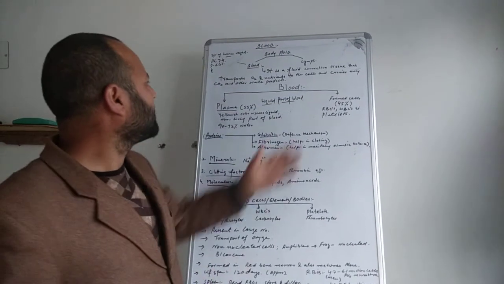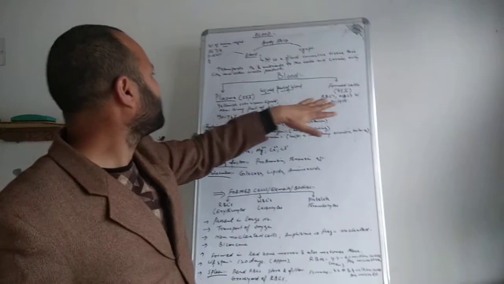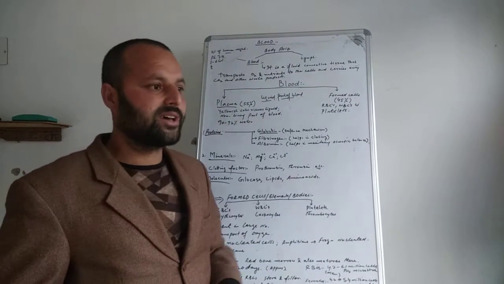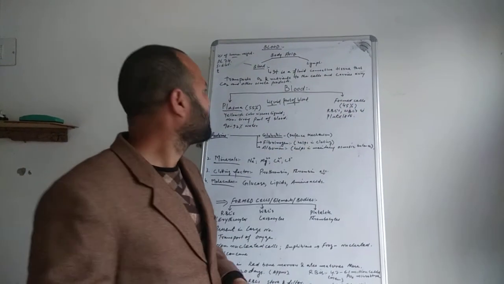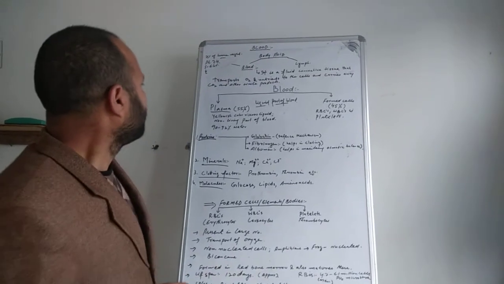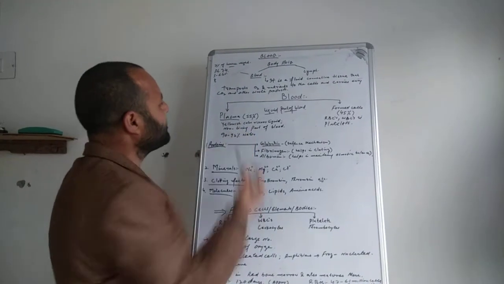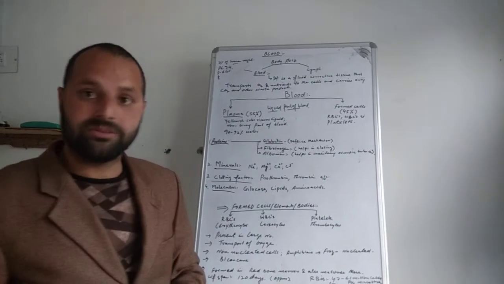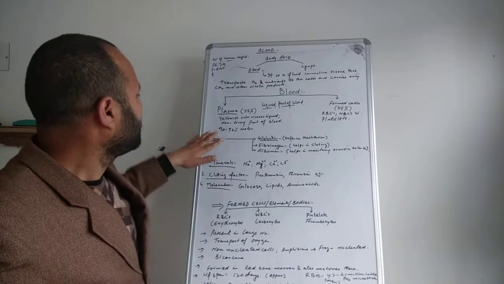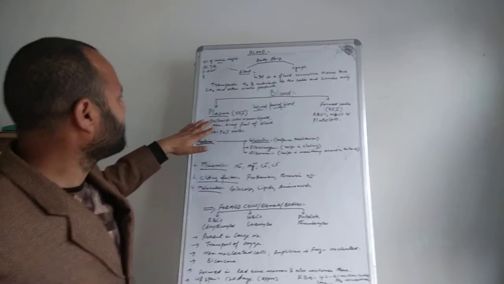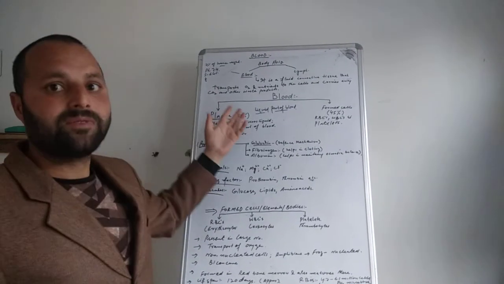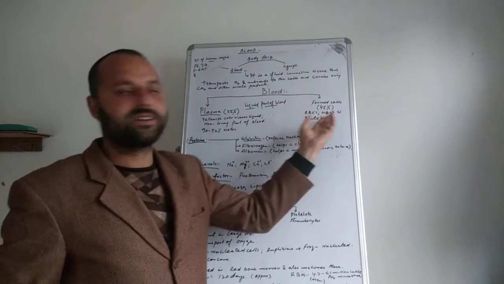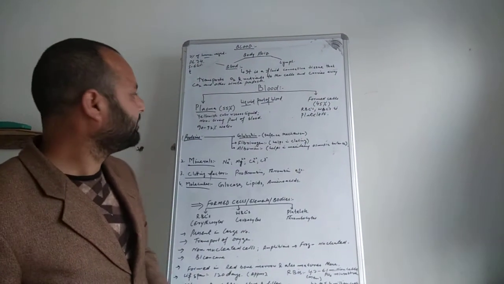Blood is made up of two components. One is known as plasma and another is known as formed cells. Plasma is yellowish in color. It is the non-living part of the blood. Plasma makes up 55% of the blood and the formed cells make up 45% of the blood.